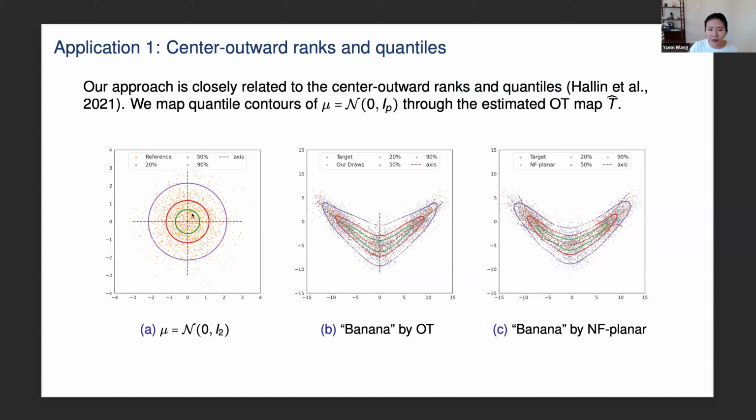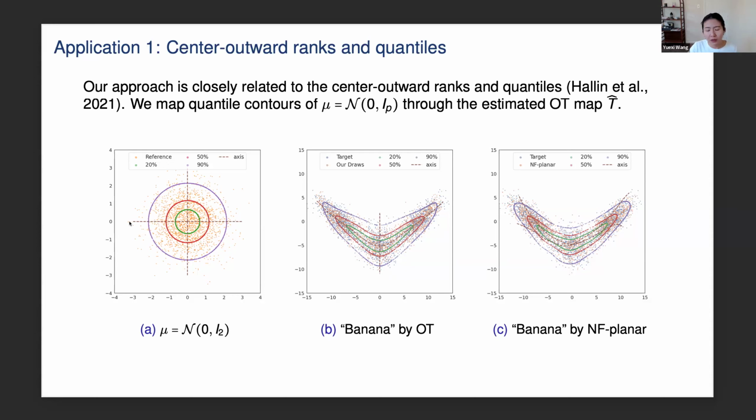In the 2021 Annals of Statistics paper. So what we do here is very easy. If I choose my reference distribution to be a spherical uniform distribution, say a standard Gaussian, I know how to construct quantile contours. It's just circles whose radius is determined by the quantiles of a chi-square distribution. I can generate draws from the quantile contours of my reference distribution, and I map these draws through my OT map. This is how I get, say, the 20%, 50%, and 90% quantiles for my target distribution.